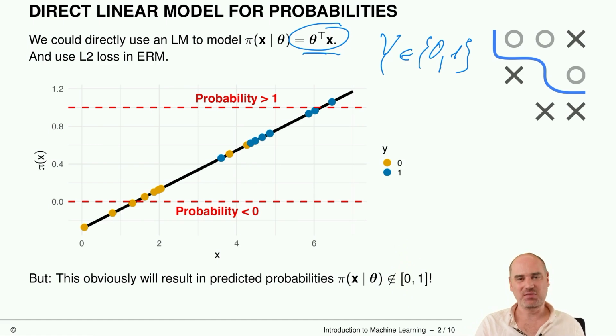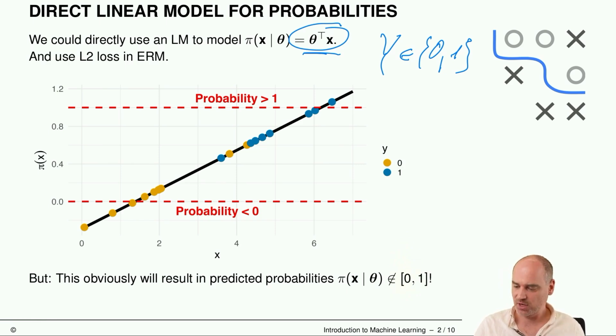That doesn't really make that much sense. And even if that does not happen on your training data, it will certainly happen in extrapolation when you use new data points. But there's nothing in the model that restricts its output to at least vaguely resemble something like a probability. And because of that, we usually don't do that.